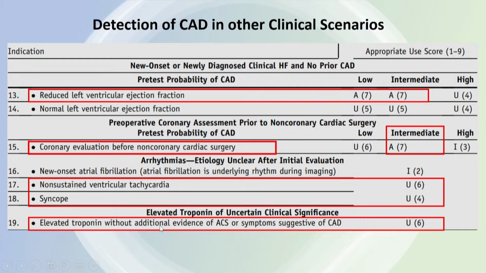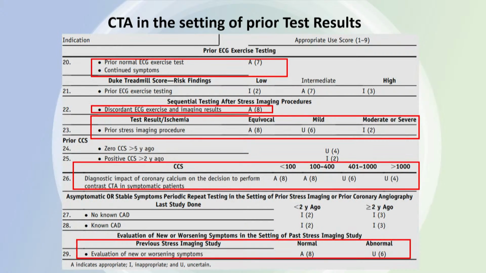This is interesting. This is type 2 MI, right? So we do a lot of consults on these patients with elevated troponin without any evidence of ACS, and it may be appropriate to do CT in those scenarios. We get a lot of referrals for this indication, which is performing CT when people have already had a prior stress test. If you've had a prior normal EKG stress test, but the patient continues to have symptoms, yes, we can go ahead and do a coronary CT.